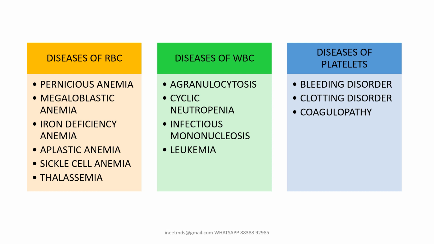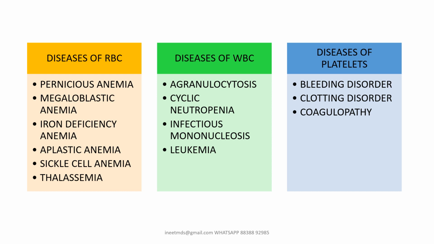In the diseases of WBC, we read about agranulocytosis, then cyclic neutropenia and some of their oral features, then infectious mononucleosis, the associated virus being Epstein-Barr virus. Infectious mononucleosis is also called glandular fever. Then we also saw leukemia, the types of leukemia, the predilection for age and gender for different types of leukemia, and the Philadelphia chromosome and Auer rods, present in which type of leukemia.